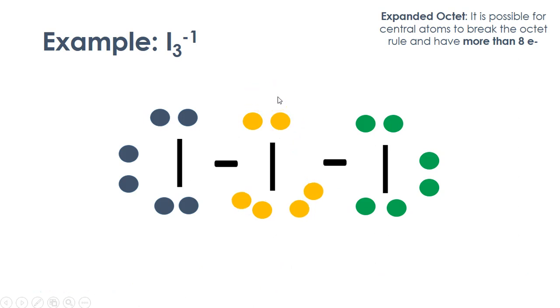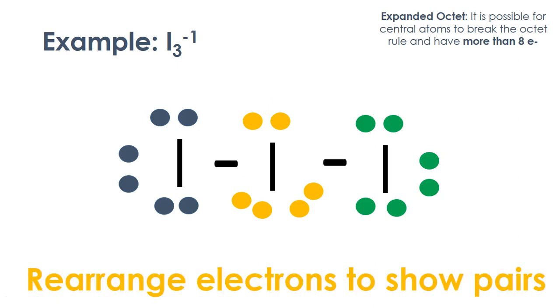We can replace the bonding pairs with our dashes and rearrange electrons to show pairs. In this example, iodine is also an expanded octet and it also has 1 more electron than it needs. So if you take a look here, we have 2, 4, 6, 8, 10 electrons around this central atom. Each of these atoms already has an octet. They don't break the octet rule. Only the central atom does. This iodine has 2, 4, 6, 8, and this iodine has 2, 4, 6, 8.